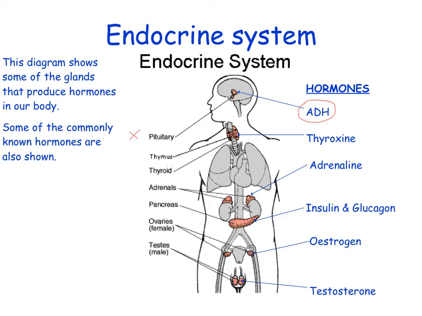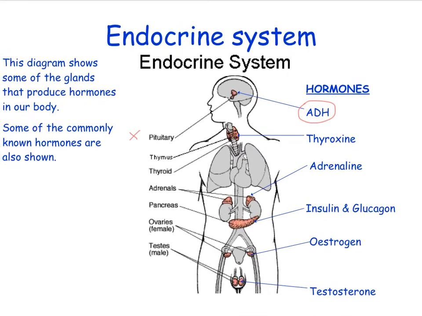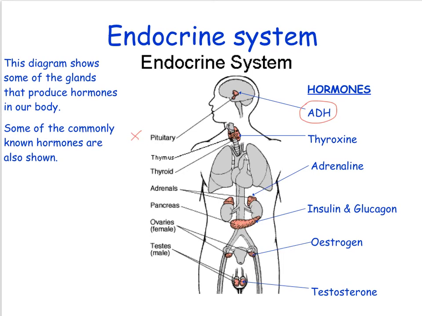And you've got the pancreas, which releases the hormones insulin and glucagon. There's your pancreas here. In the ovaries, estrogen is released, and in the testes, testosterone is released.